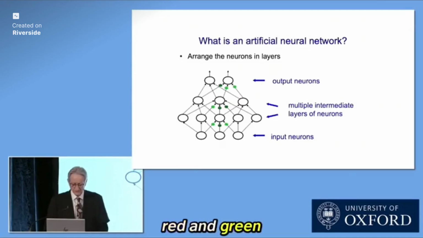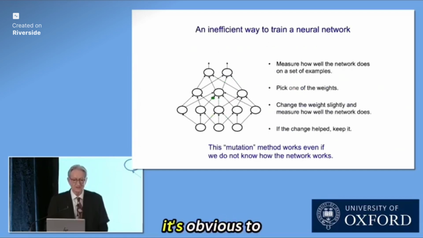Now, the little red and green dots are the weights on the connections, and the question is, who sets those weights? So here's one way to do it. It's obvious to everybody that it'll work, and it's obvious it'll take a long time. You start with random weights, then you pick one weight at random, that little red dot, and you change it slightly, and you see if the network works better.